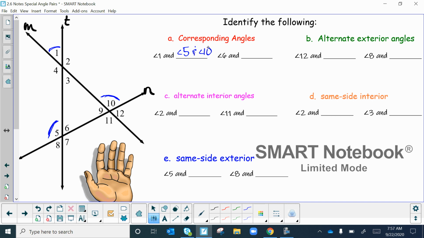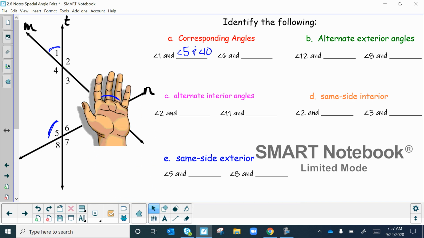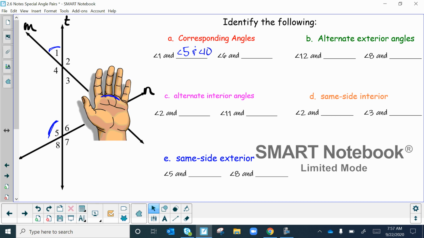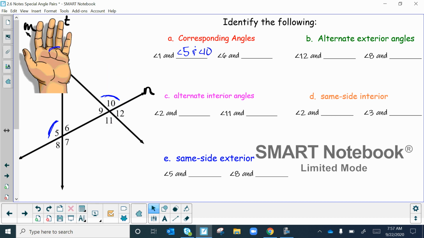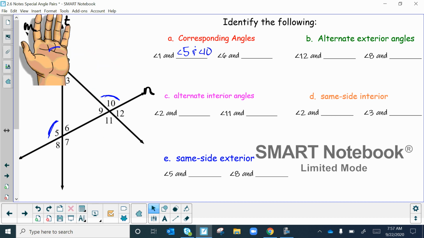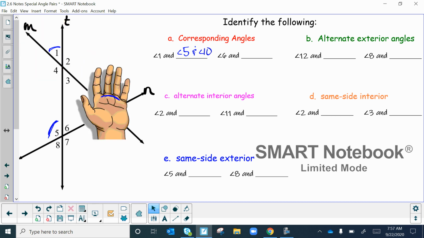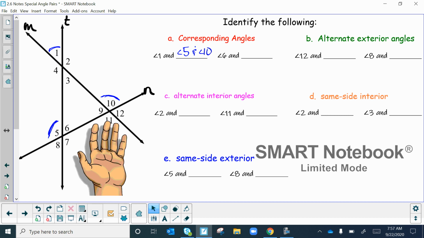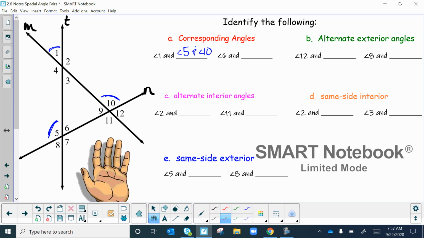So let's try 6. 6 is right here. So if I cover up this side over here, it could be with 2. And if I cover up this side over here, it could be with 10. Okay, so 6 can be corresponding with angle 2 if I cover up this, and angle 10 if I cover up that. So there's 2 different ones. So 6 can be with 10, and 6 can be with 2. So angle 10 and angle 2. Okay, so that's corresponding.